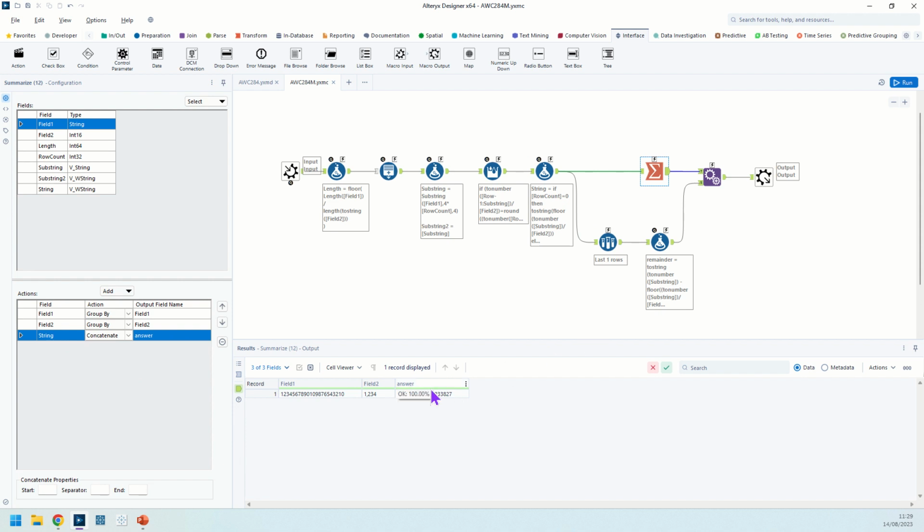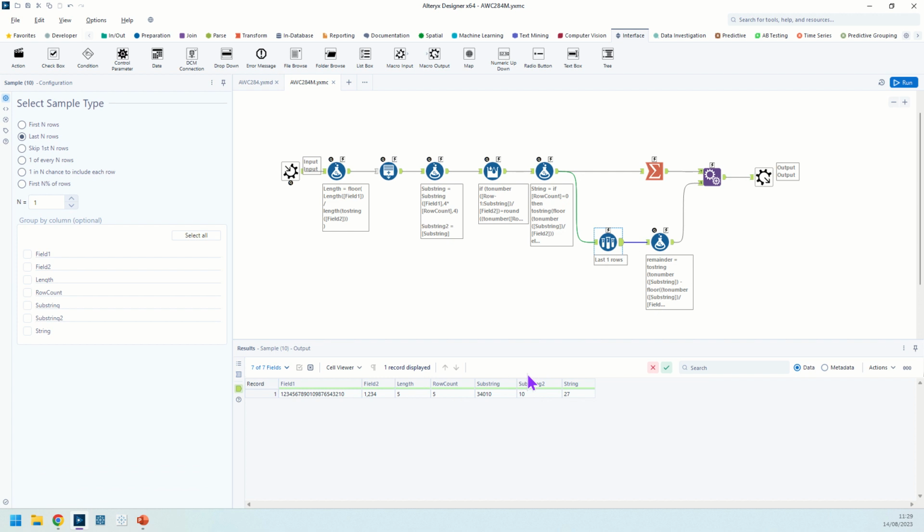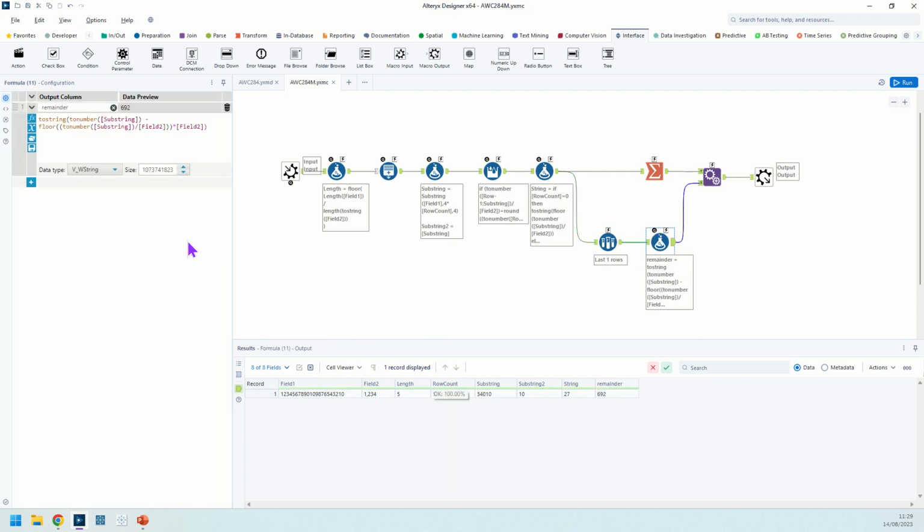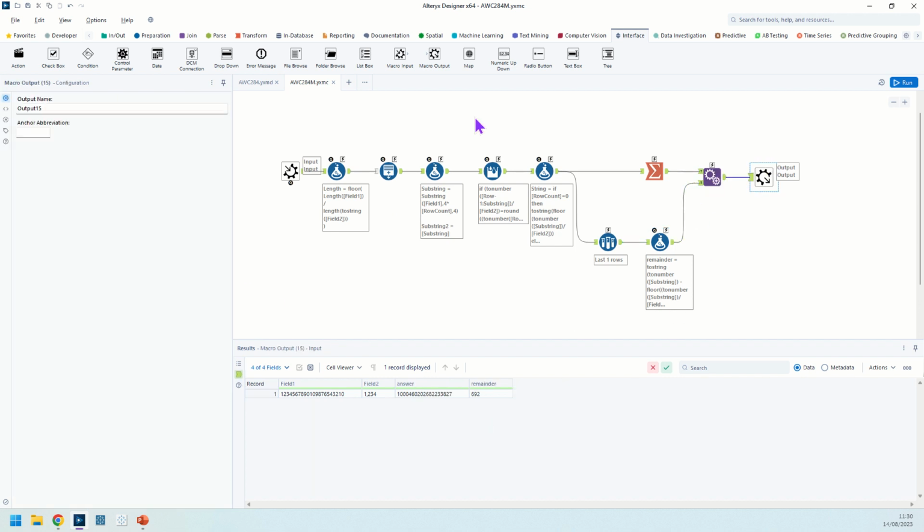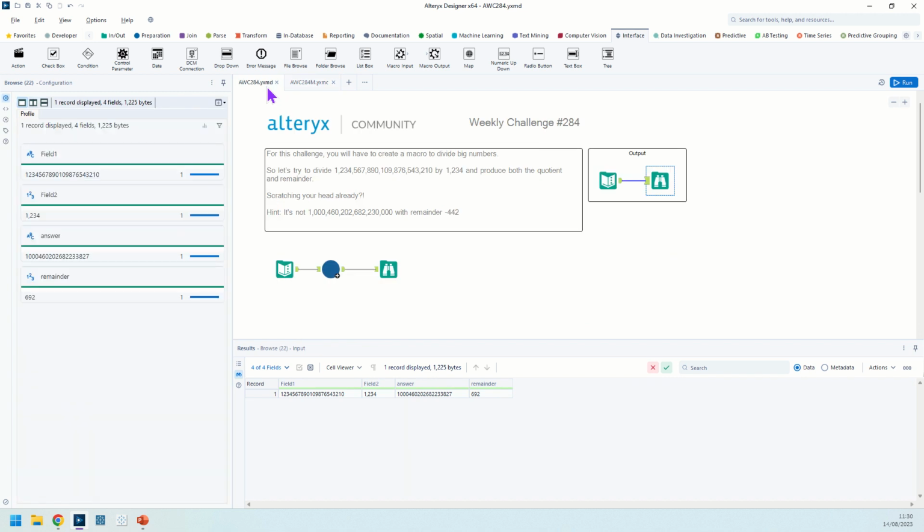And then we just need to work out what the remainder is. So we'll take the last row, because that's going to dictate to us what the remainder is. We calculate it again as we did before in this step: the substring minus the substring divided by field two times field two, the whole integer part of that, and that will give us the remaining value. So we append that back on, and then that's our macro, that's our answer. I hope that made some sense at the very least, but thank you very much for watching.